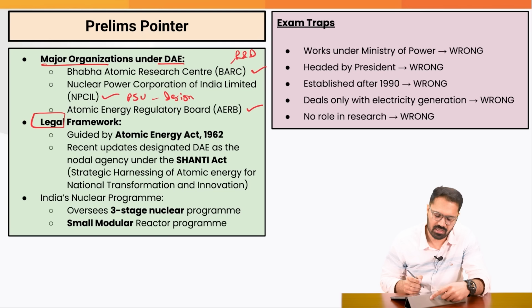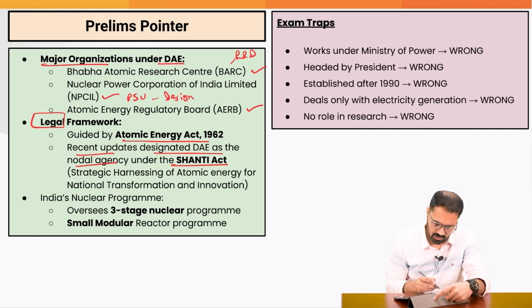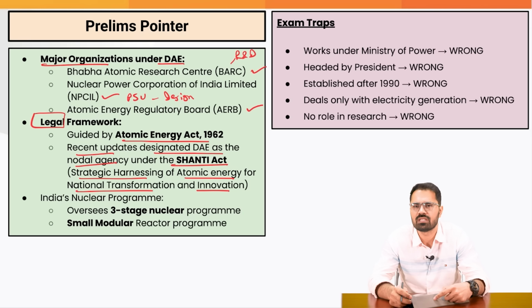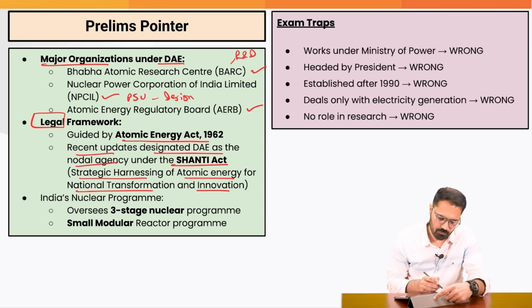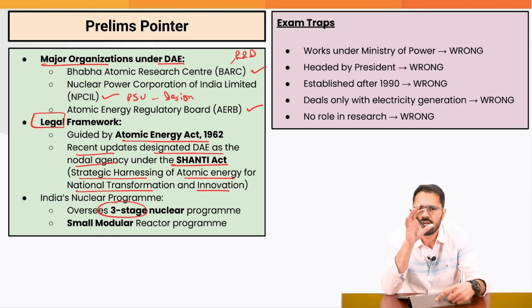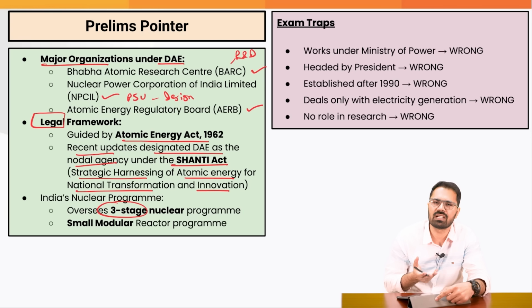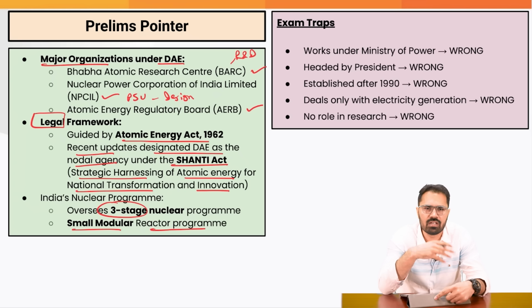What are the legal frameworks under which they operate? Earlier, they were guided by the Atomic Energy Act of 1962, but now recent updates have designated DAE as the nodal agency under the Shanti Act, which is the strategic harnessing of atomic energy for national transformation and innovation. Clear? Now they will focus on India's nuclear program, which is a 3-stage nuclear program. Now it is your responsibility to tell in the comment section which is the 3-stage based nuclear program of India. Till now you must have studied that in the science part. And then the small modular reactor program, which the government is now focusing more on. They will regulate this also.